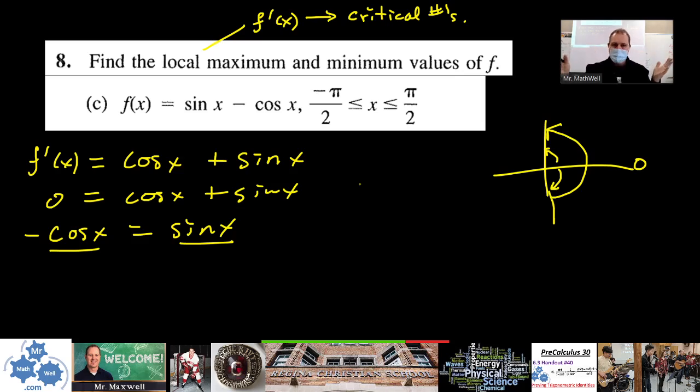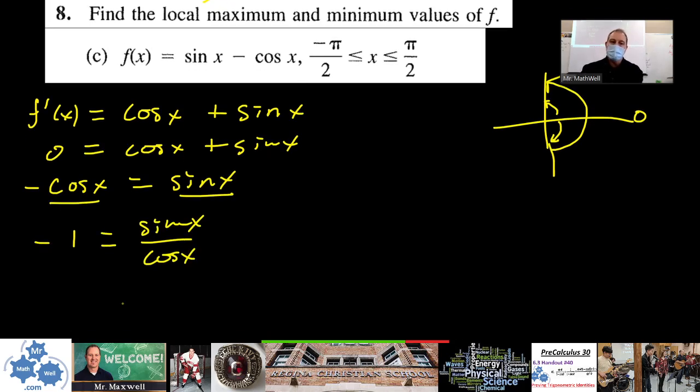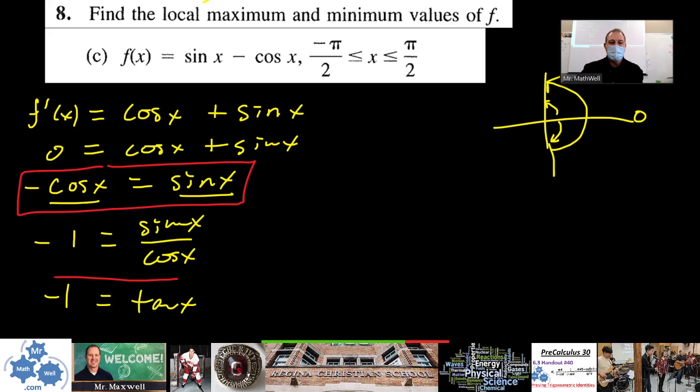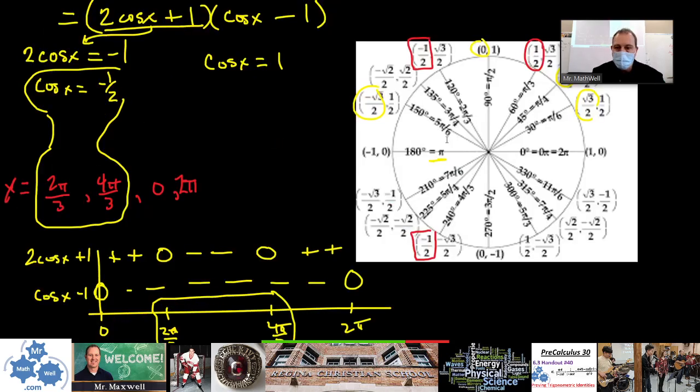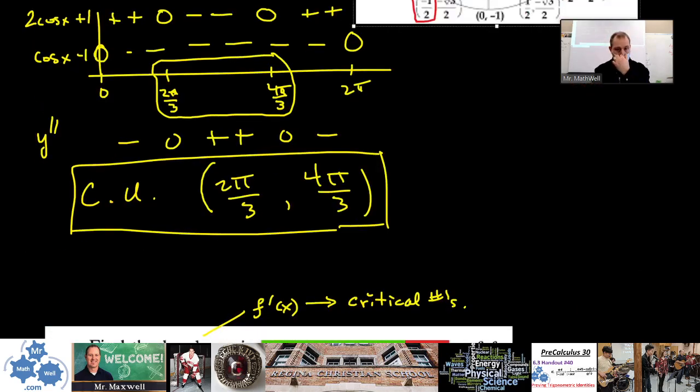You could do that, or like you asked there, what we could do is divide both sides by, let's say, cos. So you'd have negative 1 equals sine x over cos x. And what is sine x over cos x? That's tan x. So that's where they get the tan x from. Now, going from here or going from here, I will show you how to look at the unit circle, and we'll grab that unit circle from the last question we did.